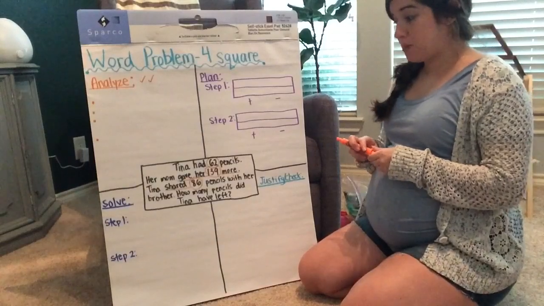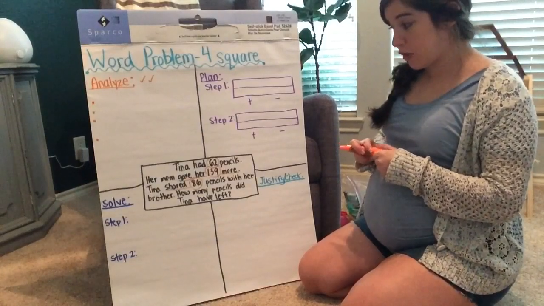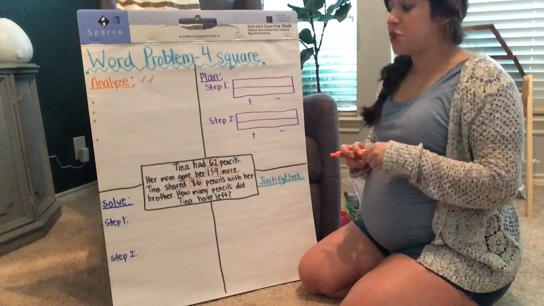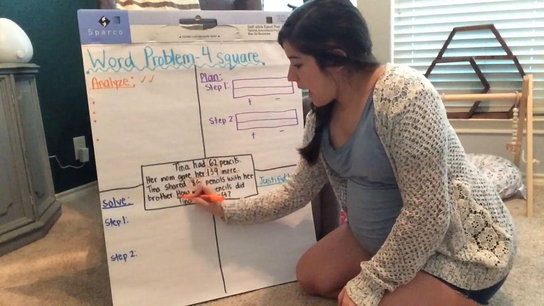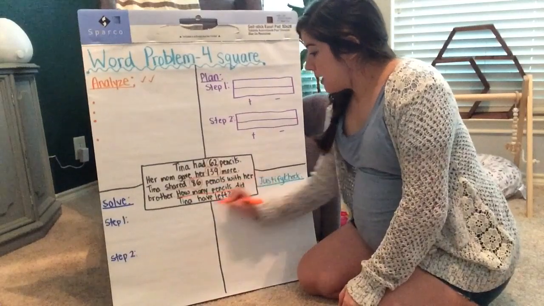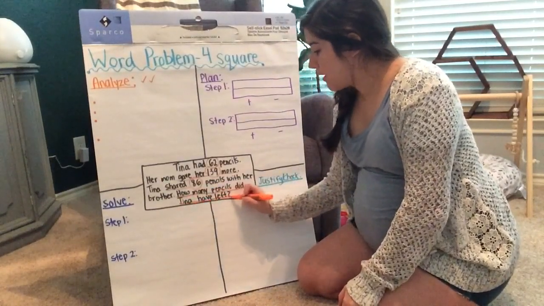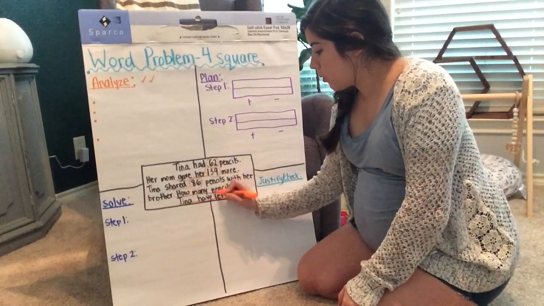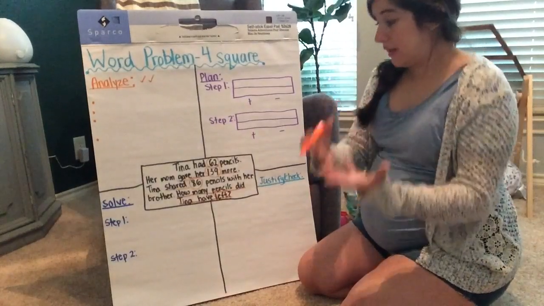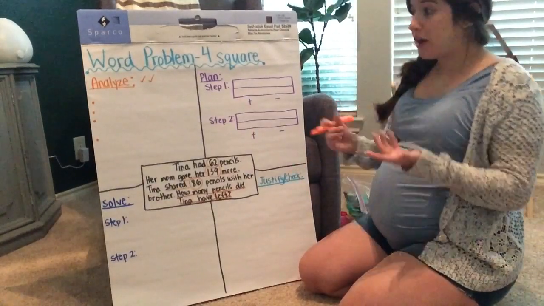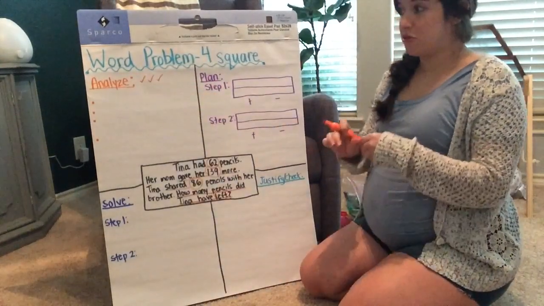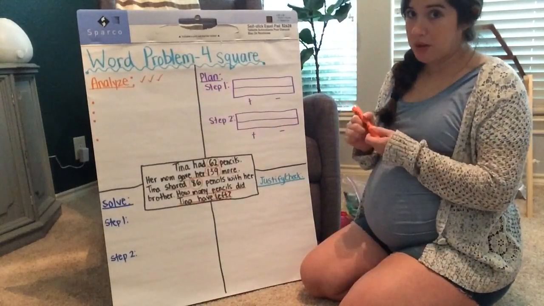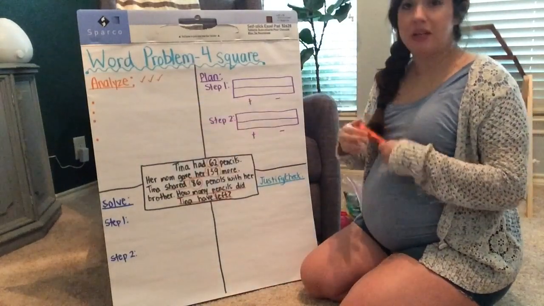Third time and final time. Tina had 62 pencils. Her mom gave her 139 more. Tina shared 86 pencils with her brother. How many pencils did Tina have left? I see a word right here. How many did she have left? Okay, so now that I've read it all 3 times, the first thing we ask our students to do is analyze the problem. This is typically an easier step.